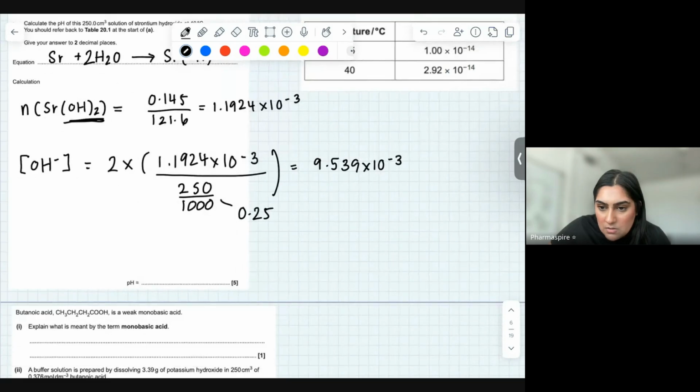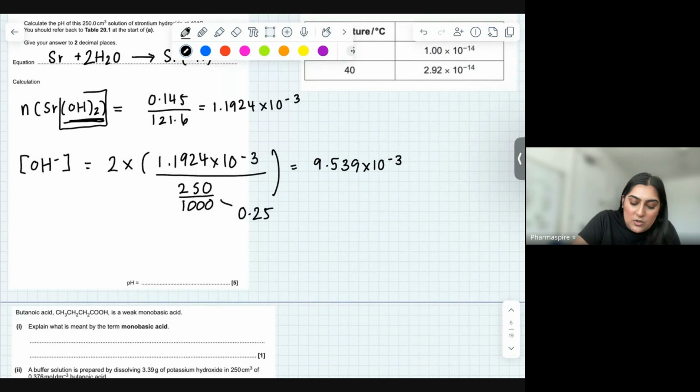Is it times 2 because of the ratio then? It's times by 2 because of this. You've got 2 lots of OH. That's why you have to times it. Because you're saying you've got 2 lots of OH. Okay? So that's what you get.